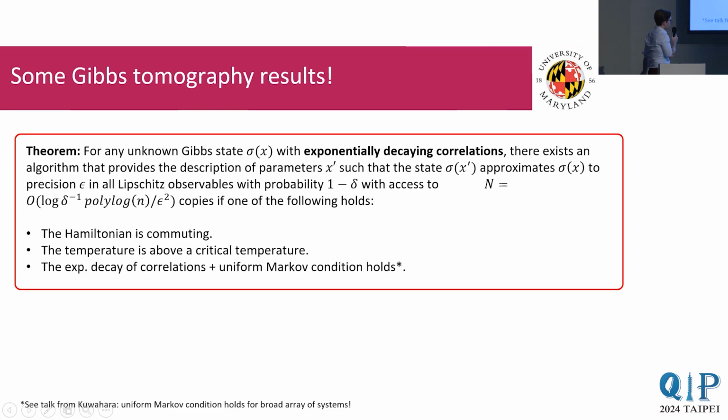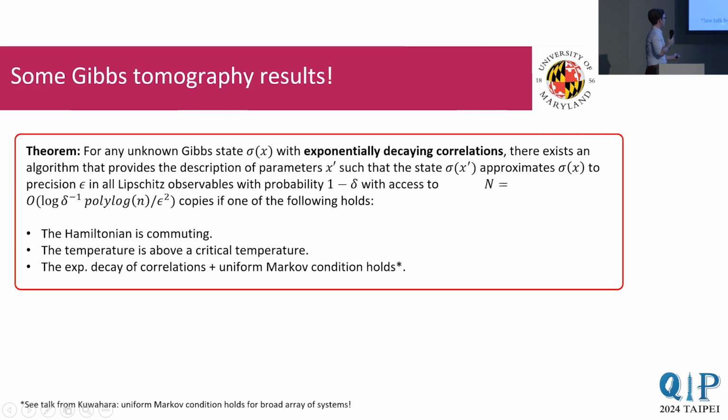And so we came up with an algorithm which does exactly this. You can show that for any unknown Gibbs state with exponentially decaying correlations, there exists an algorithm which provides a description of the parameters of the Hamiltonian such that rho of sigma x prime, or the Gibbs state, approximates all these Lipschitz observables well using only polylogarithmically many samples, provided one of these other three conditions holds. The Hamiltonian is commuting, it's at high temperature, or the uniform Markov property holds.